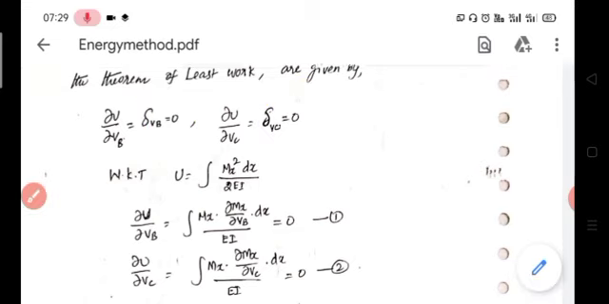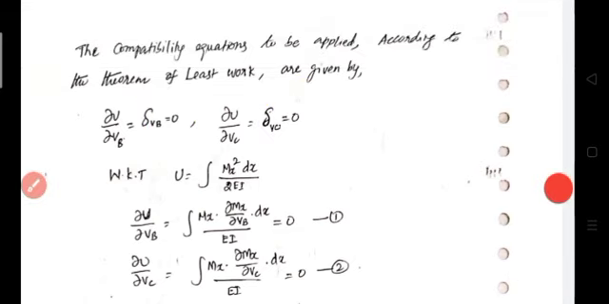Now apply the principle of least work, or theorem of least work. What is the theorem of least work? For every indeterminate structure which is loaded up to the limit of proportionality, the total strain energy is minimum. So this is our theorem. From the theorem, ∂U/∂VB equal to 0, that is the first compatibility equation. Then ∂U/∂VC is equal to 0, that is the second one. U means the strain energy.